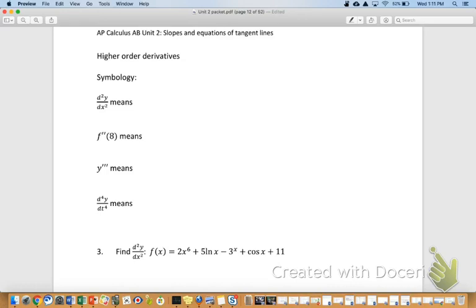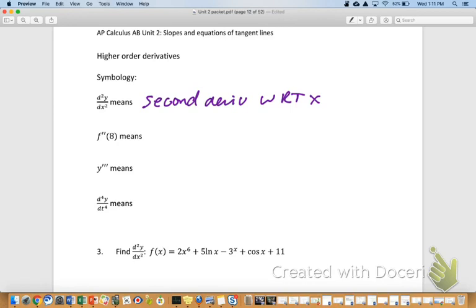So I would say here, symbology-wise, sometimes people say d squared y over dx squared. Nothing's really being squared. It's just the symbology of it. This means this is the second derivative, second derivative with respect to x. So the symbology is important.